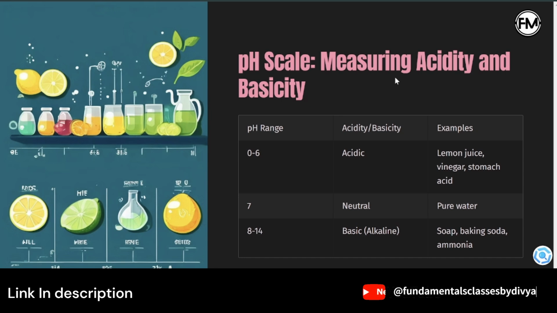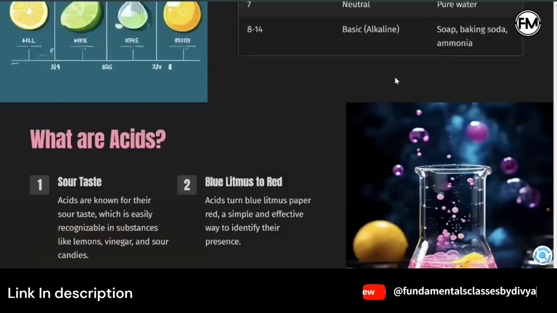If the pH value is 7, the nature of the substance will be neutral, like pure water. It is a form of pure water where there are minimal ions in it. So it is neither acidic nor basic in nature, right? Okay, let's come to the next slide.